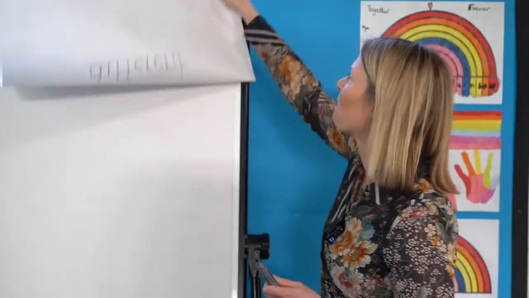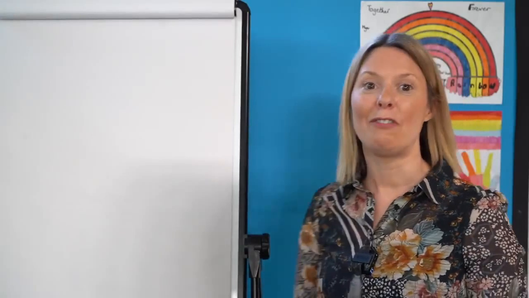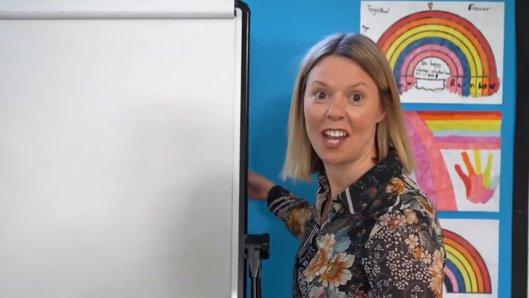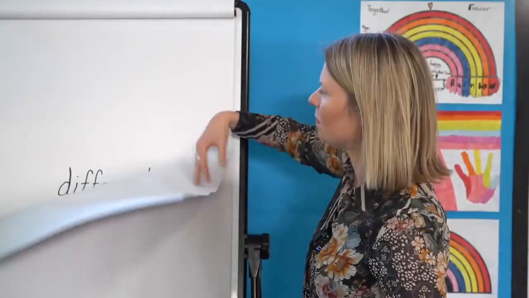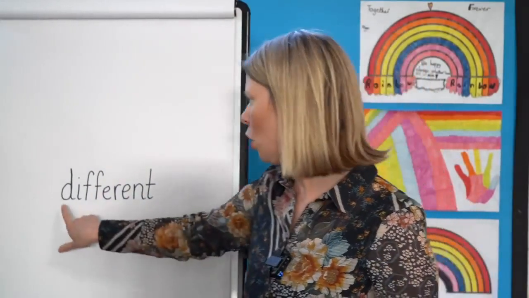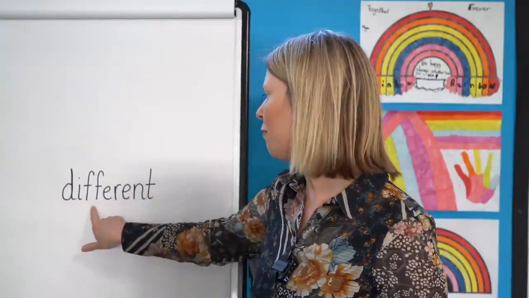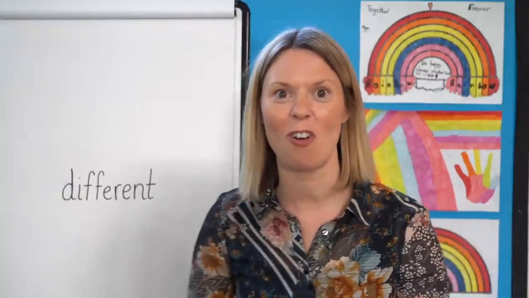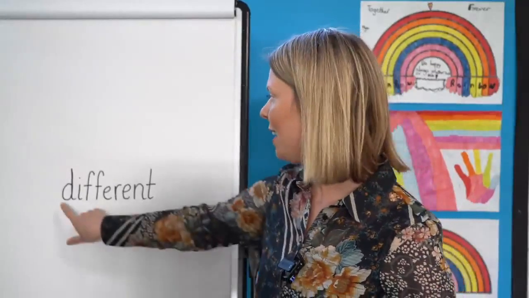I'm going to hide it. Have a go. What's the tricky bit? The R is written ER and then there's an E. Write it down. Are you ready? Let's check our spelling. D, I, F, R, A, N, T. Different. Did you get it right? Well done.